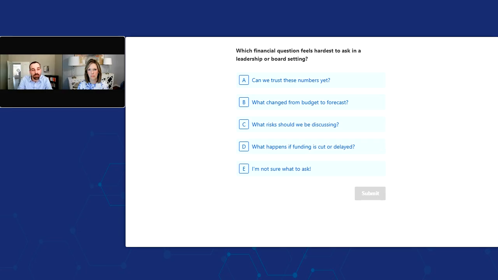So Barbara, here I think about what happens if funding is cut or delayed. It can feel like you're being a pessimist, but it's a proactive question and looking out for the best interest of the organization. I always remember the greater good, the mission. What do you think? Yeah, following in that same vein, I think about what risks should we be discussing? It can be a hard one. I think because there's so much unknown in the future, it can feel uncomfortable to raise questions about risks that may never happen, but those conversations help organizations be prepared for when challenges do arise. That's great, Barbara.